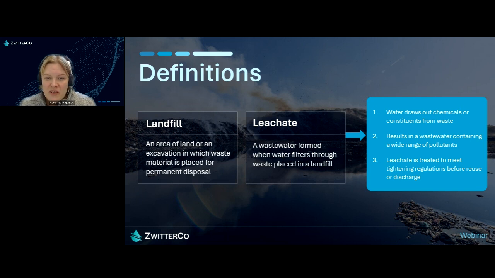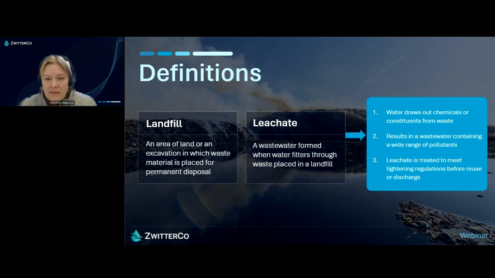And without further ado, let's dive straight into the topic and get everybody aligned on the key terms, starting with what's actually landfill leachate. So landfill is an area or excavation in which waste material is placed for permanent disposal. Landfill leachate is the liquid that drains or leaches from a landfill as water percolates through solid waste. As the water draws different chemicals and constituents from the waste itself, it forms a stream which is potentially hazardous and includes a wide range of different pollutants.